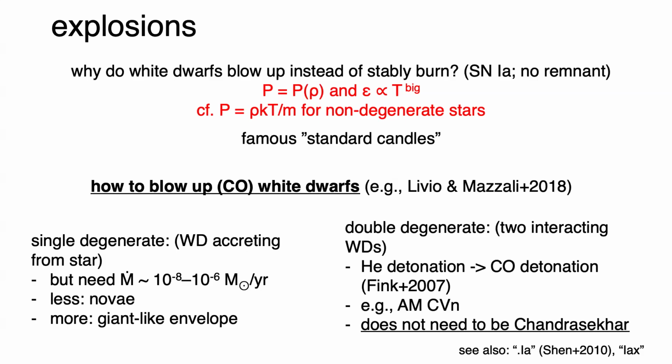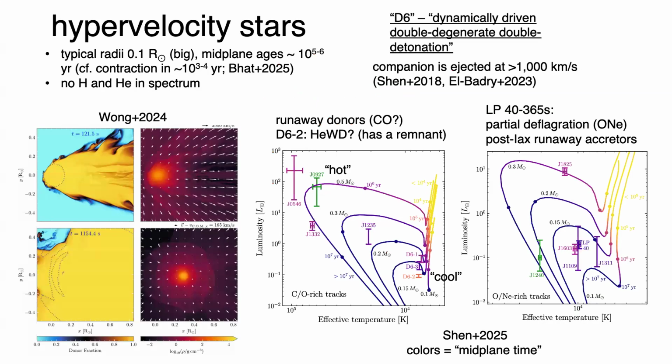Anyways, I'll try and show you everything, even if I can't talk about it. So when white dwarfs blow up, if they have a companion, that companion can go flying. There is a class of objects now called the D6 stars, which stands for dynamically driven double degenerate double detonation.